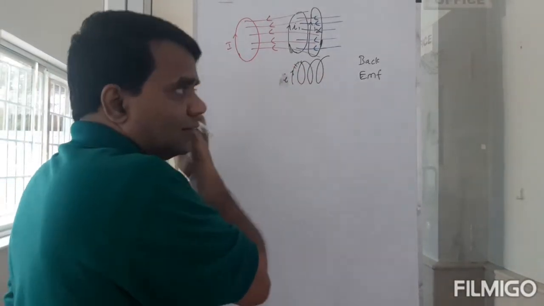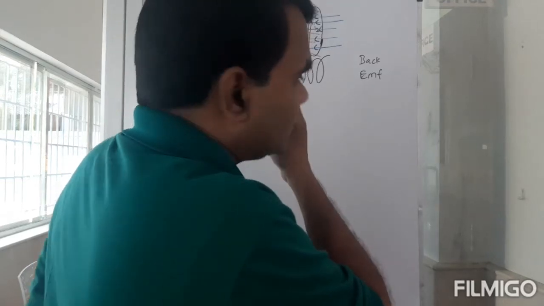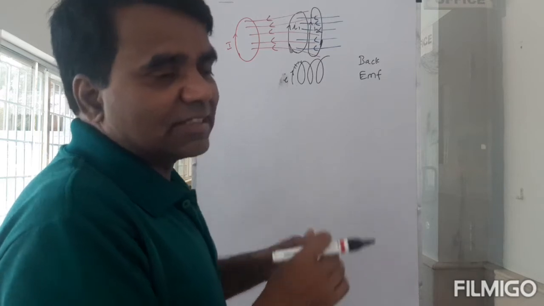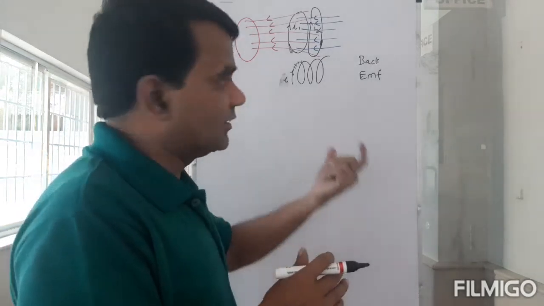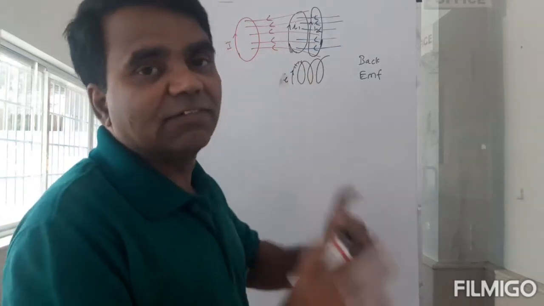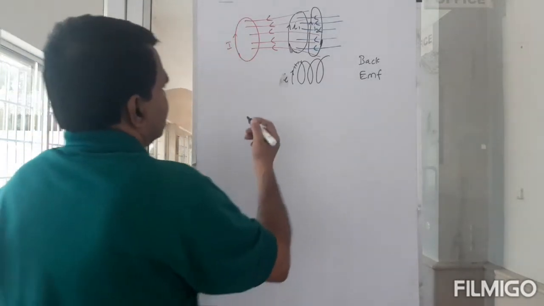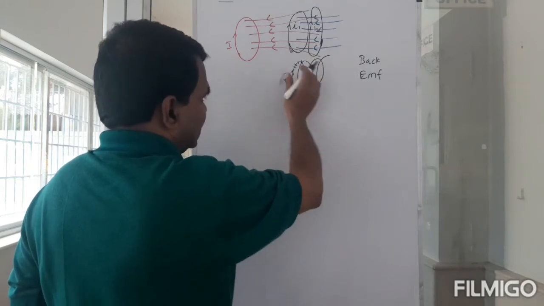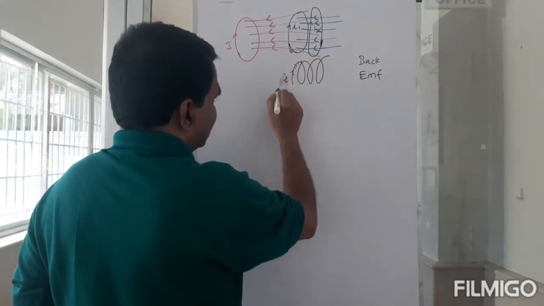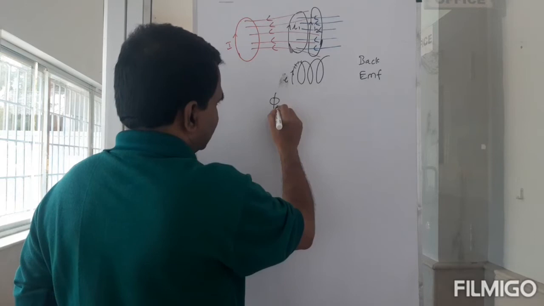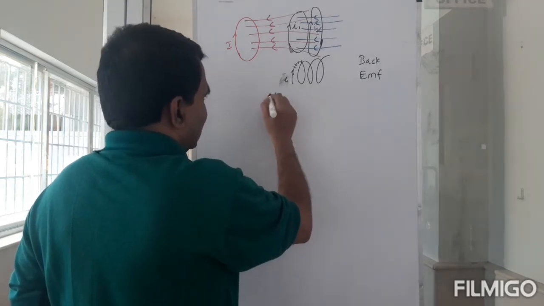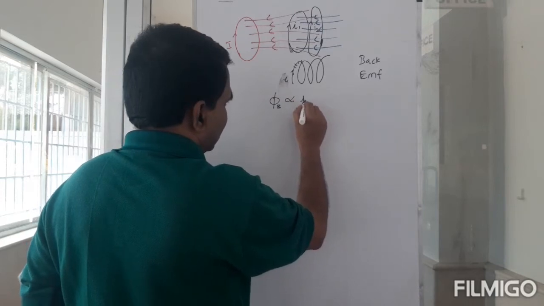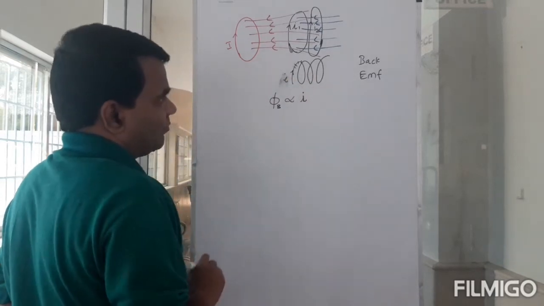Likewise, we can come up with an expression for self-inductance. Just as we came up with an expression for mutual inductance, we can come up with one for self-inductance. Again, it depends on the flux, right? So the flux phi B of this coil is proportional to the current, say I, flowing through that coil.